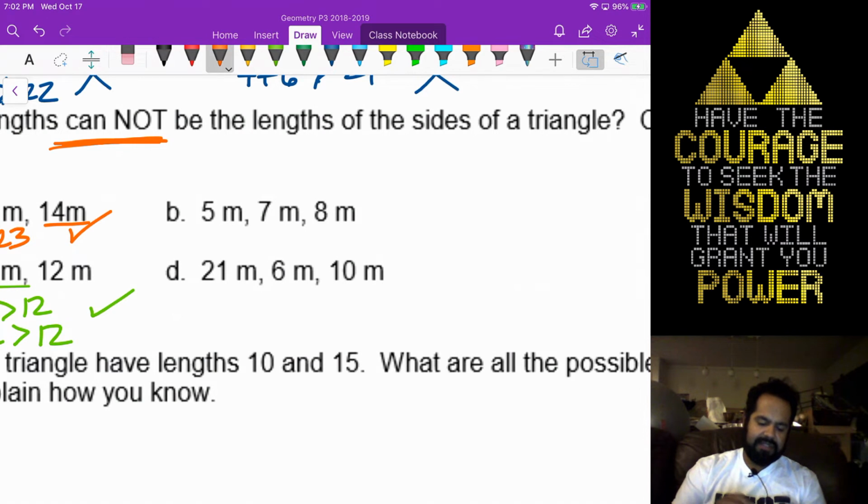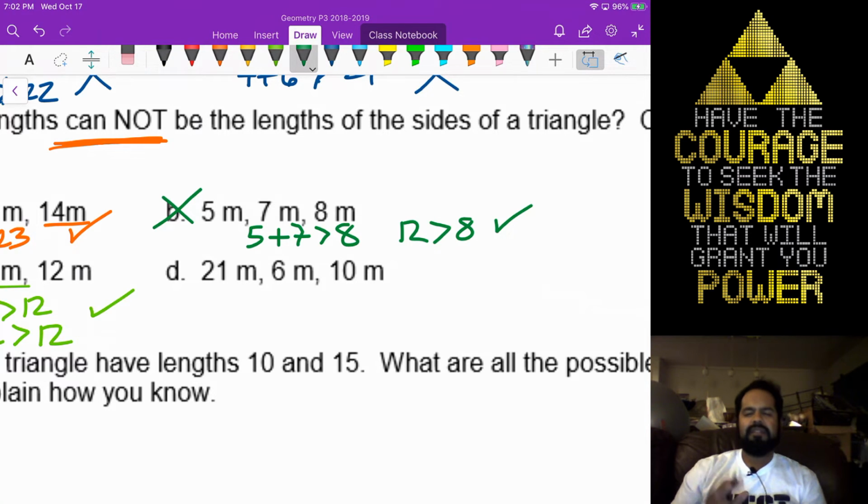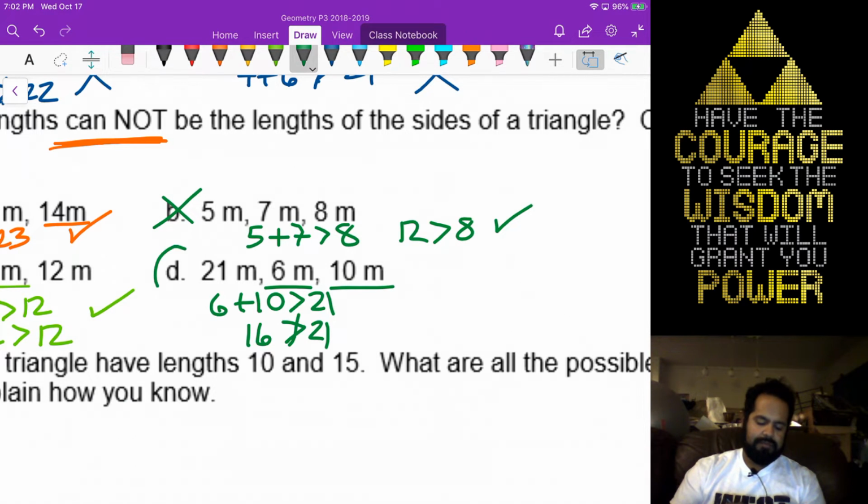Next one, we've got 5 plus 7. And indeed, 12 is greater than 8. Now don't just circle the last one just because it was the one that worked. Let's show it. 6 and 10. 6 plus 10, we're trying to see, is that greater than 21? And unfortunately for us, 16 is not greater than 21. So this is the one that we want to select.